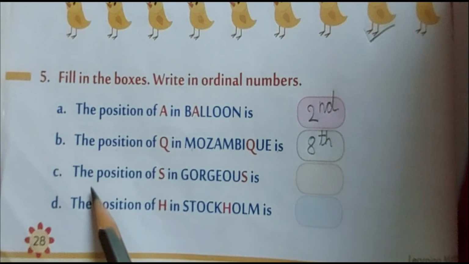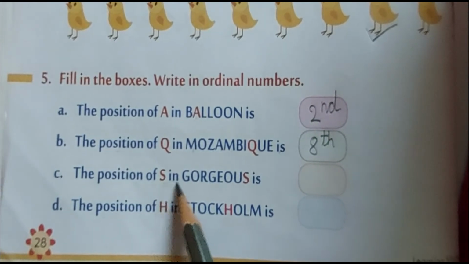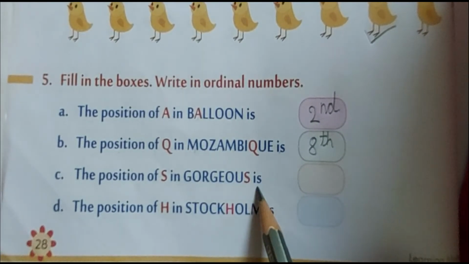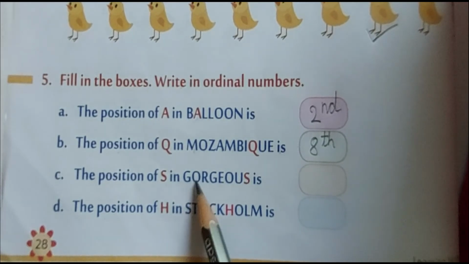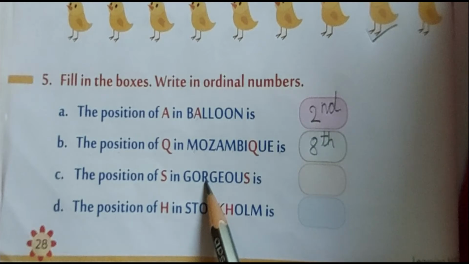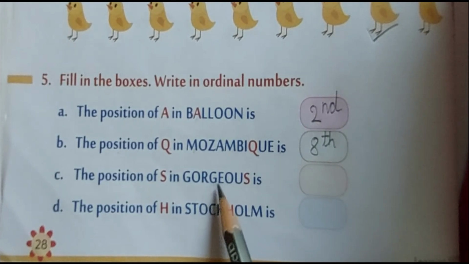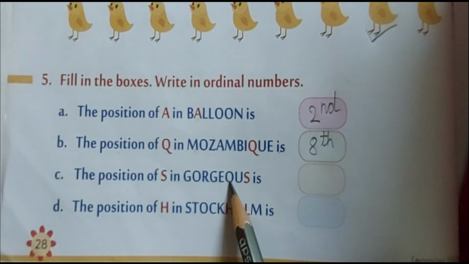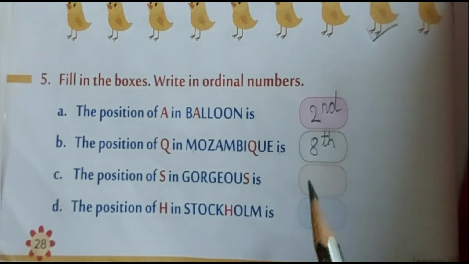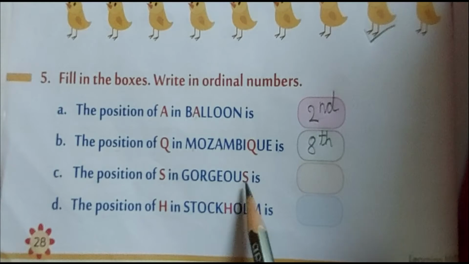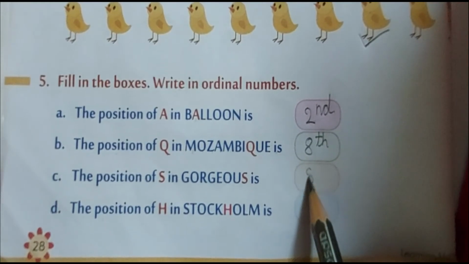And see the next one. The position of S in Gorgeous is. Let us count. G is first position, O is second, R is third, G is fourth, E is fifth, O is sixth, U is seventh, and S is eighth. Here in Gorgeous, S is in eighth position.